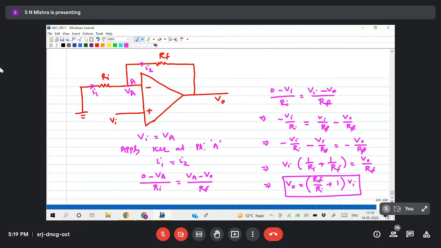Look carefully. Sorry, sir, 6. 6 volt. Okay. Because 1 plus Rf by Ri, so it will be 6 volt. So this is called a non-inverting amplifier using op-amp.